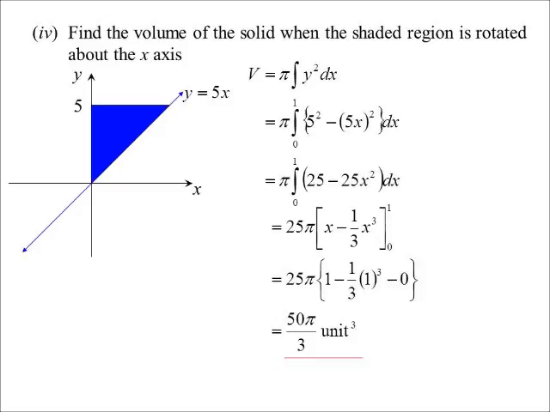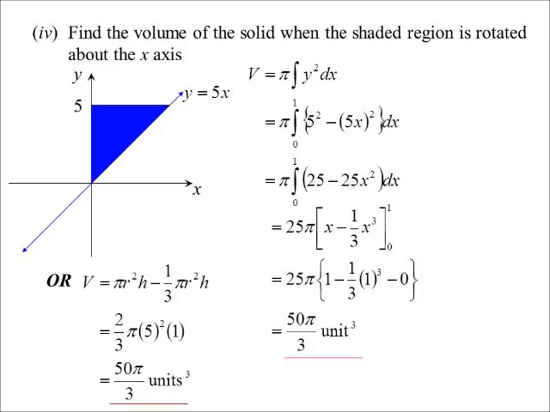There is a quicker way, of course, for this question. Because if you rotate a horizontal line, what are you going to get? And we have a formula for that. If we rotate that diagonal line, what do we get? And we have a formula for that. So I could have said it's pi r squared h minus a third pi r squared h, which is 2/3 pi r squared h, and there's my answer. So if you recognise the shape, use that to your advantage. Save yourself some time.